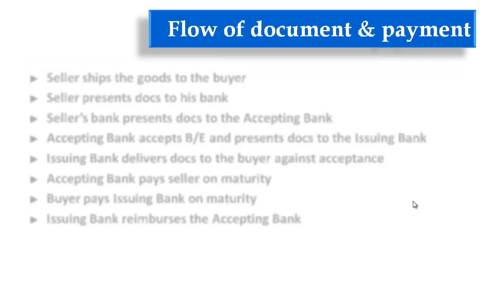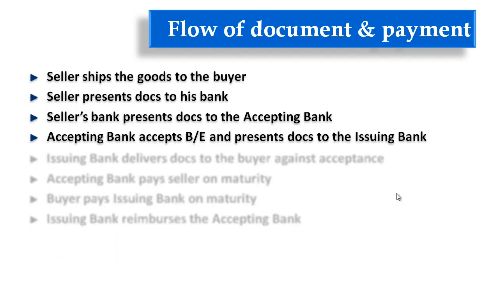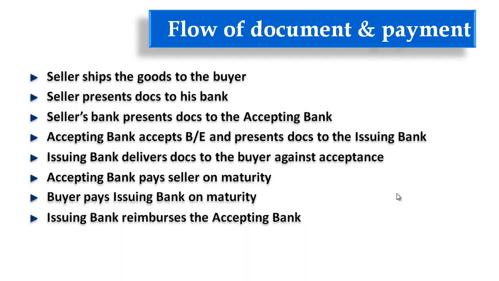So from the illustration, we can summarize the whole process into the following. First, the seller ships the goods to the buyer, and seller presents documents to his bank. Seller's bank presents documents to the accepting bank. Accepting bank accepts bills of exchange and presents documents to the issuing bank. Issuing bank delivers documents to the buyer against acceptance. Accepting bank pays seller on maturity date. Buyer pays issuing bank on maturity date, and finally issuing bank reimburses the accepting bank.